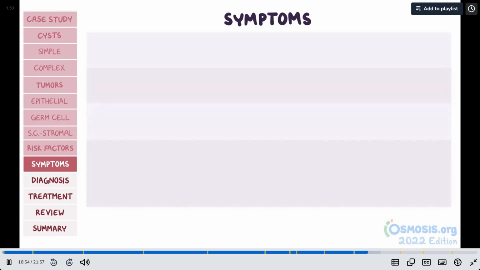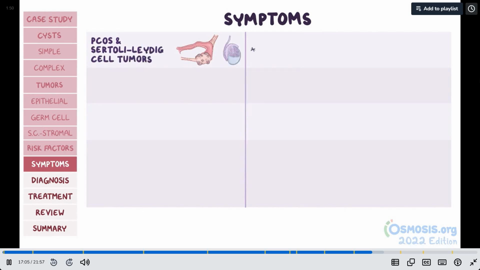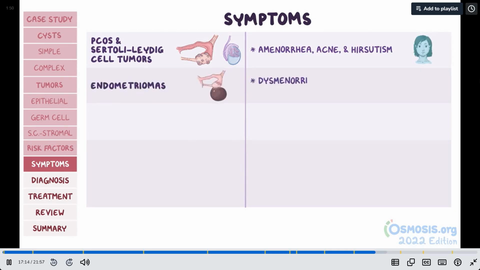Since there are important symptoms associated with each of the disorders we've discussed, let's go over the key ones again. For polycystic ovary syndrome and Sertoli-Leydig cell tumors, a key clue is amenorrhea, acne, and hirsutism, or excessive hair growth on the chin and upper lip, chest, and back. Endometriomas can cause dysmenorrhea, or painful menstruation, and are associated with fertility issues.